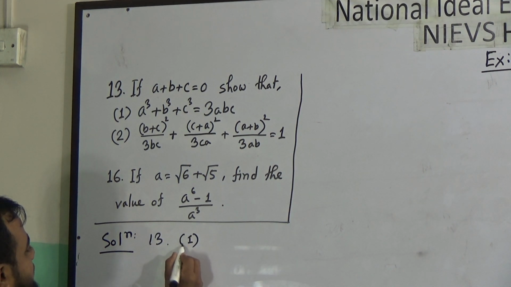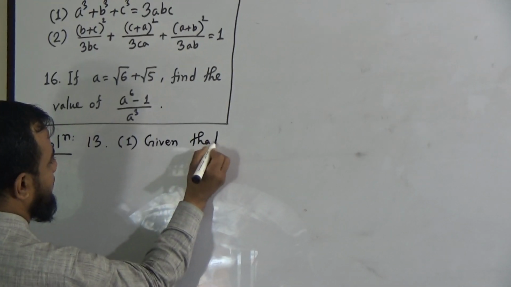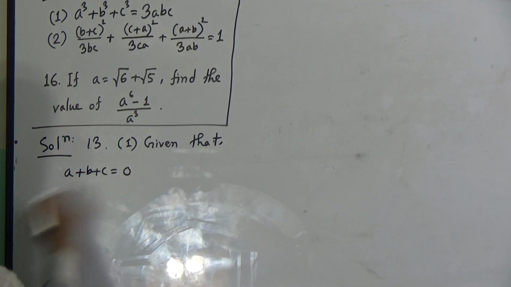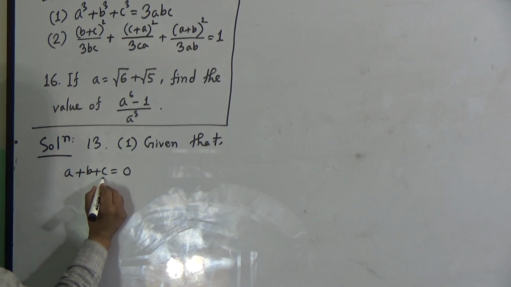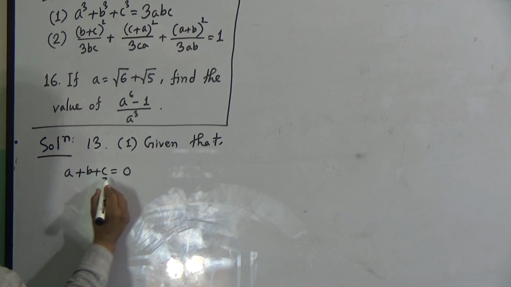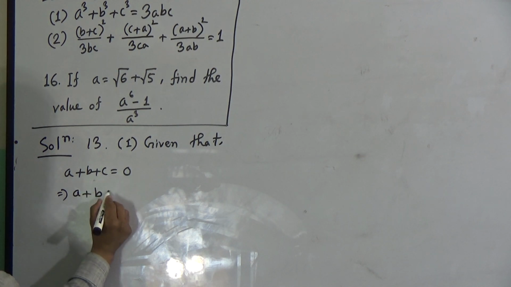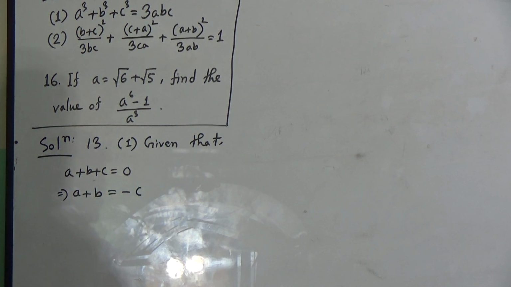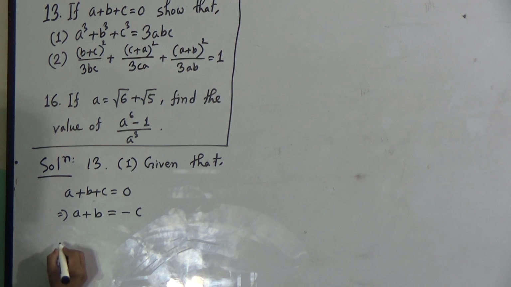Activity 13, sub question number 1. Given that a plus b plus c is equal to 0. Now we can transfer any one of these terms. That means we can transfer the third term c to the right side. If we transfer it to the right side, we will have a plus b equal to minus c, because c had a plus sign before, it will take a minus sign. Now we assume our left hand side is a cube plus b cube plus c cube, and when we calculate this, we will find the right hand side equal to thrice abc.